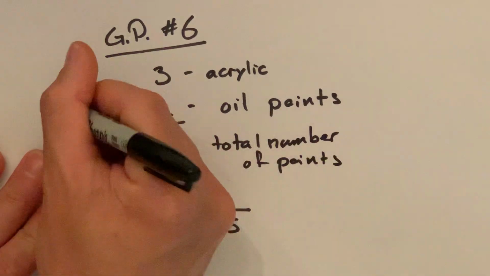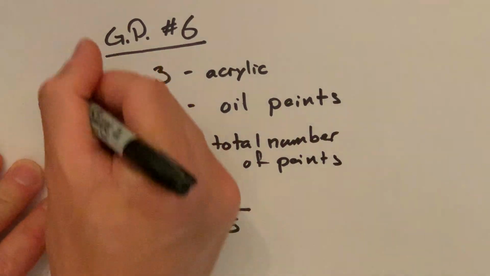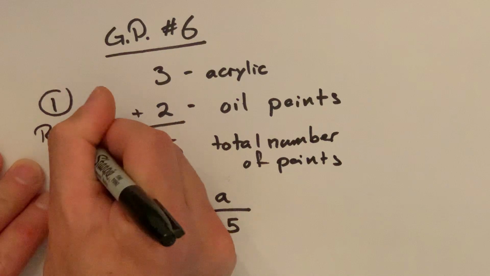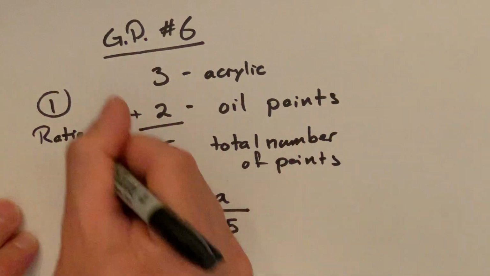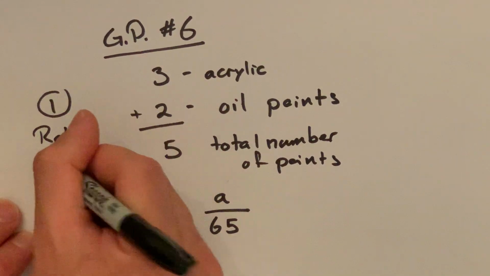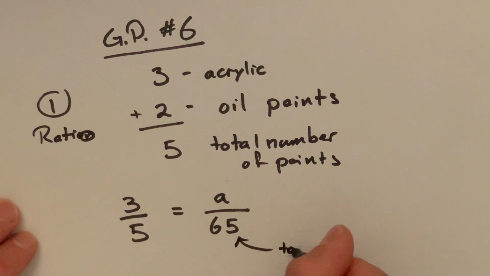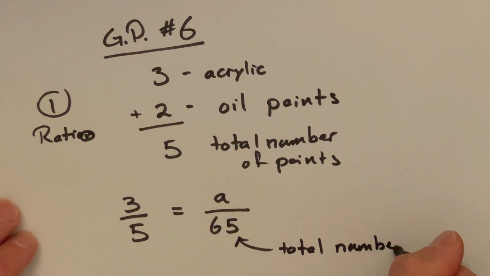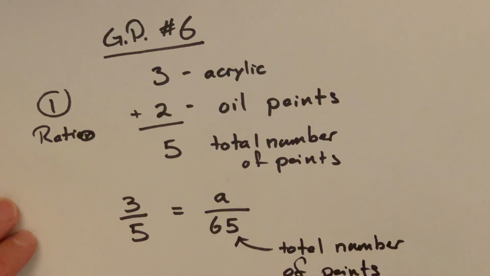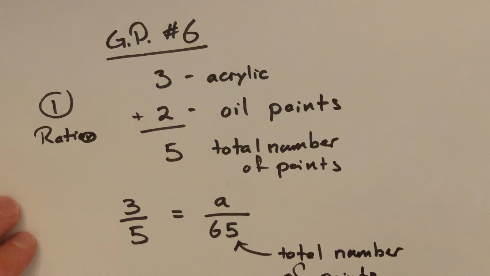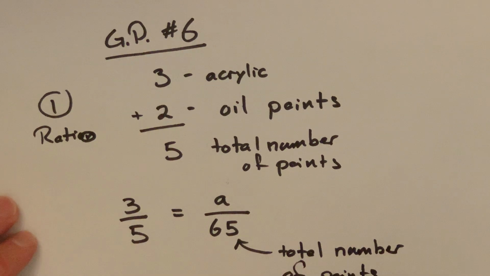Multi-step. This is step 1. You have to find your original ratio and your original ratio and proportion. Then you can compare it to what you have total. Remember, this right here is the total number of paints, so that includes all of the acrylic and oil base.